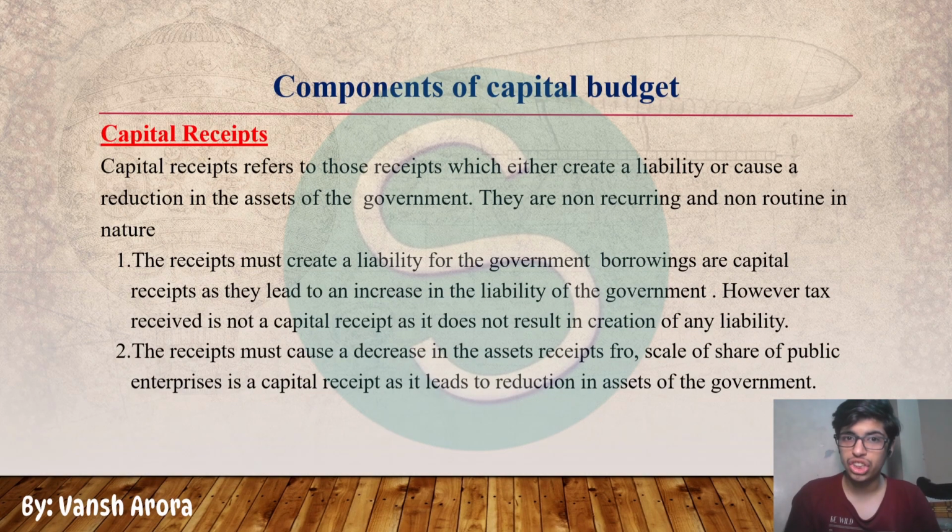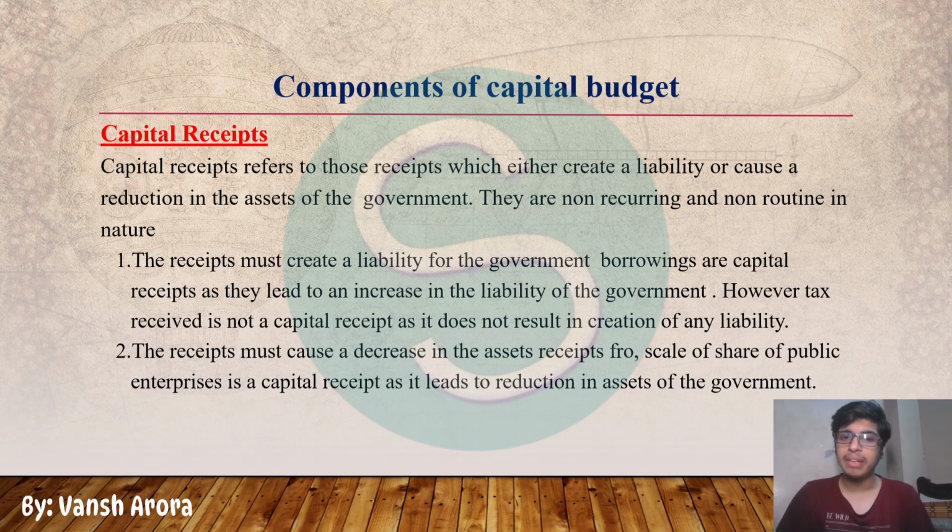As in the previous lecture, I told you that the components have been divided into two parts, revenue and capital. And there are subcategories too: revenue expenditure, revenue receipts, capital expenditure, and capital receipts. We have completed the revenue receipts portion, and now we are doing capital receipts. First, we will cover the receipts aspects, and then we will go to the expenditure aspects. So, what are capital receipts?